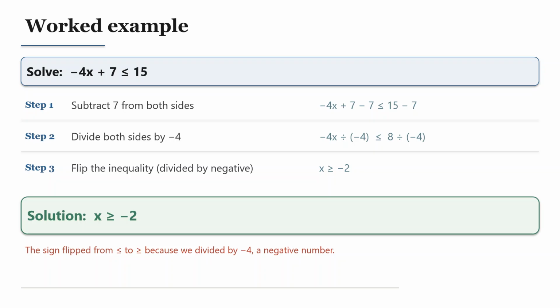Always check by plugging a value back in. Pick x equals 0, which should satisfy x greater than or equal to negative 2. Negative 4 times 0 plus 7 equals 7, and 7 is indeed less than or equal to 15. The solution checks out.